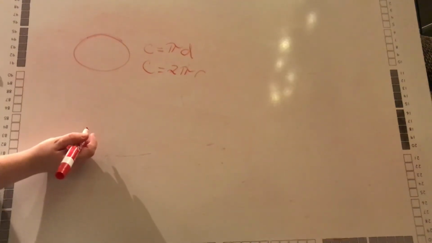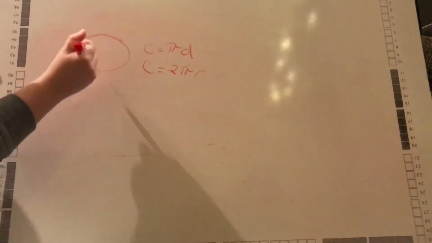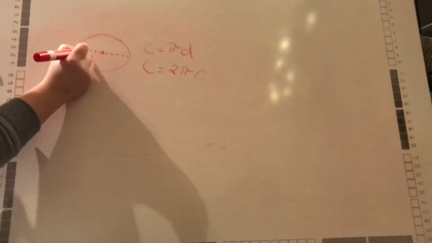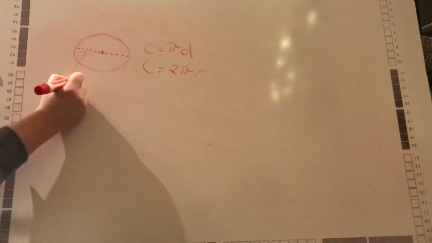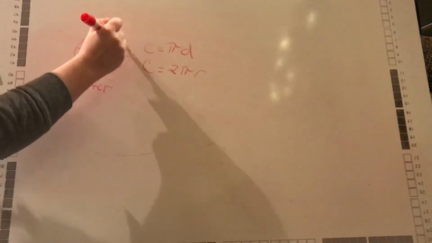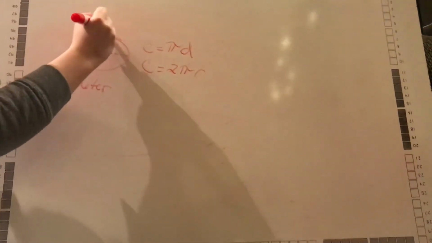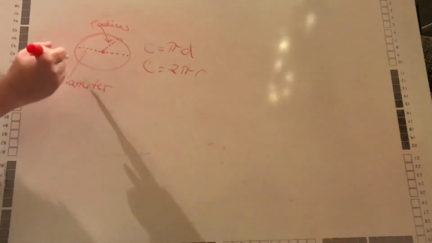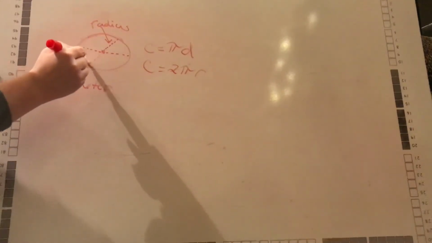Well, what is d and what is r? So the line that goes all the way across straight through the middle, that's the diameter, or d. The length from the center to the outside of the circle is called the radius, or r. Okay? Your radius is half of d, and your diameter is the radius twice, right? It'd be go all the way across.